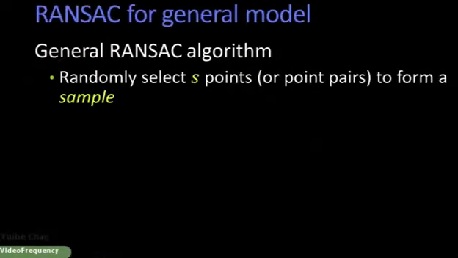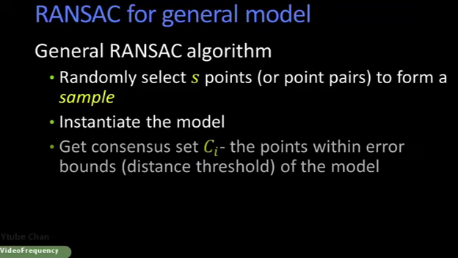Then you can write down the general RANSAC algorithm. Randomly select S points, or point pairs, S elements of a sample set. So you form a sample by pulling out S things that you need. You instantiate your model, so you either draw your line or compute your homography, whatever it is you do. And then you get a consensus set, C sub i. And these are the points that are within the error bound.